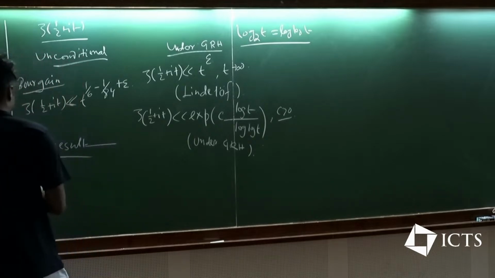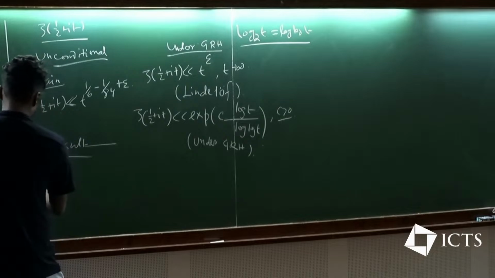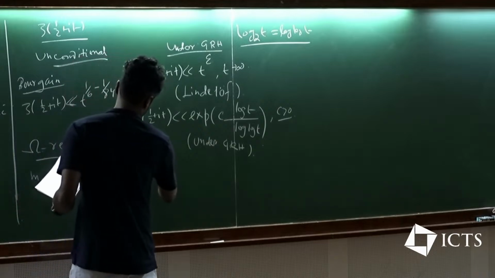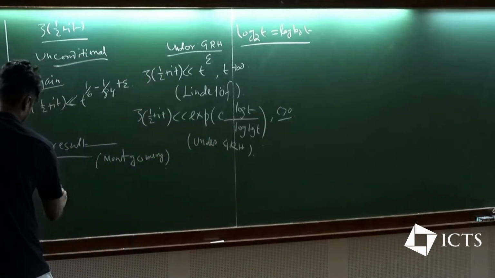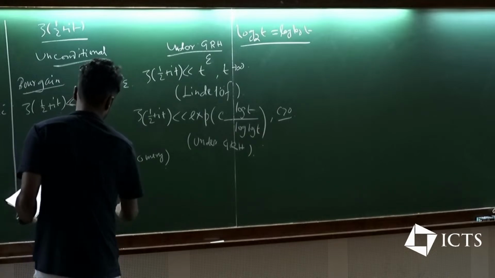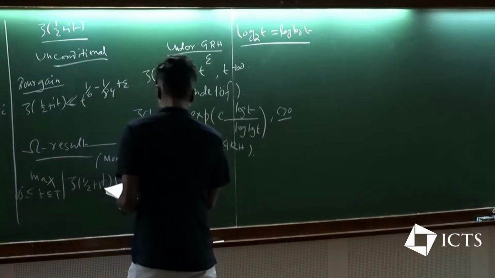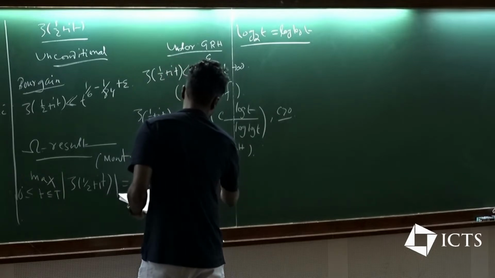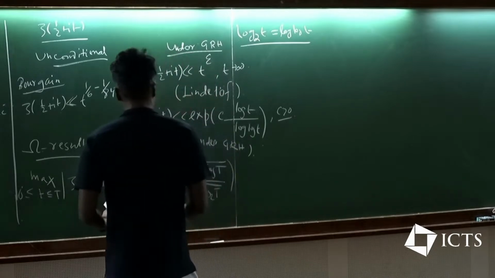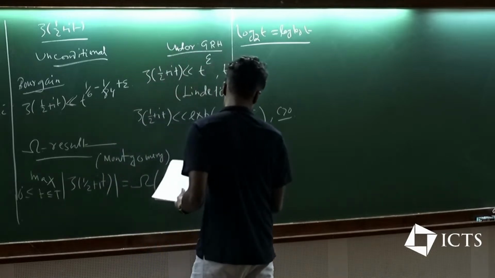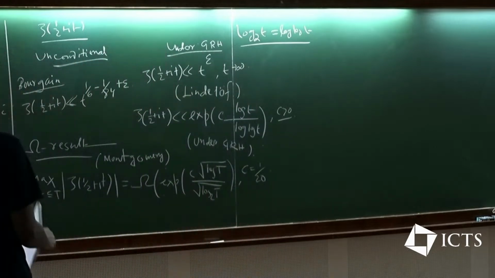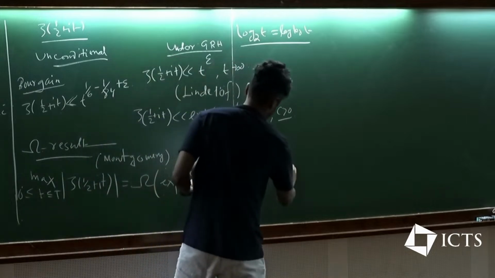If I move towards the omega result, then it is known by Montgomery that if you look at the maximum value where t varies from 0 to T, zeta of one half plus it is equal to omega of exp of some constant times the square root of log T divided by the square root of log log T. And I think C is 1 over 20 in his paper, but again, this is under GRH.